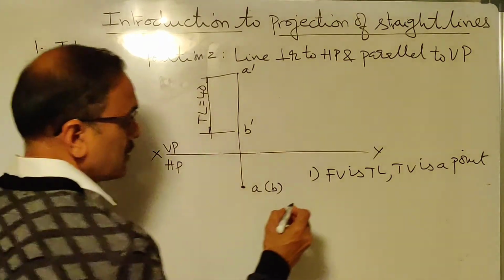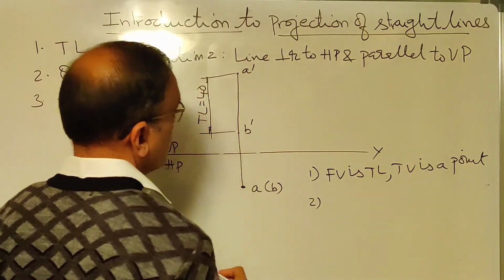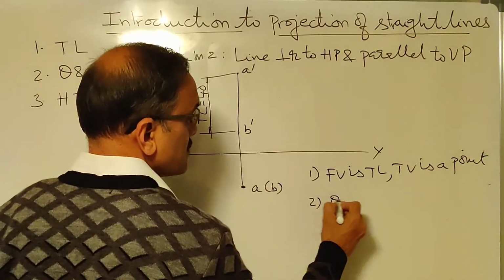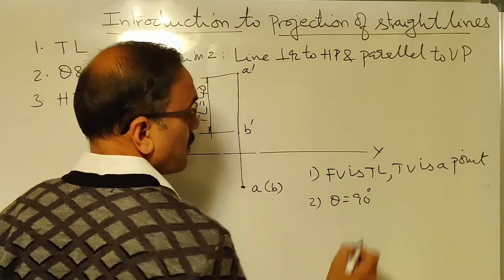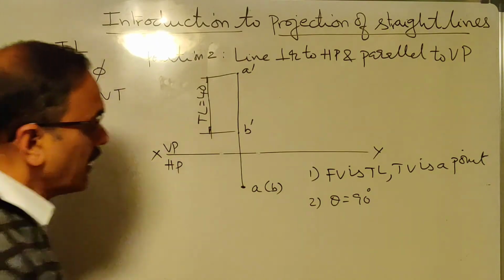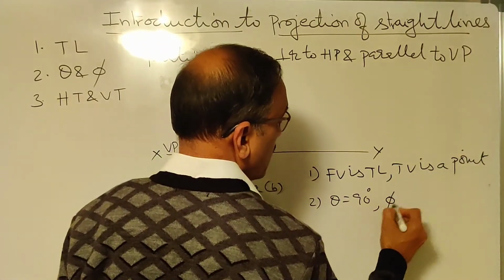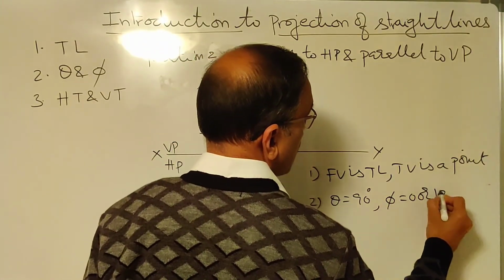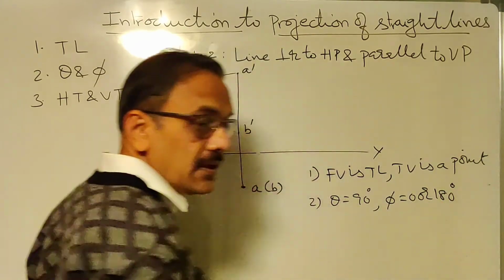Then what are theta and phi? Theta is equal to 90 degrees, as you see there. The front view is perpendicular, the line is perpendicular. And phi is once again 0 or 180 because the line is parallel to VP.